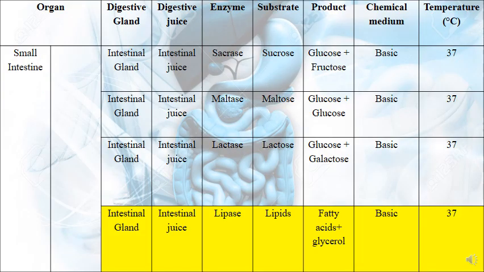Finally, we have the intestinal glands, intestinal juice, and they have the enzyme lipase. It works on lipids also to give fatty acid and glycerol, where the medium is basic and the temperature is 37 degrees Celsius. This is another lipase.